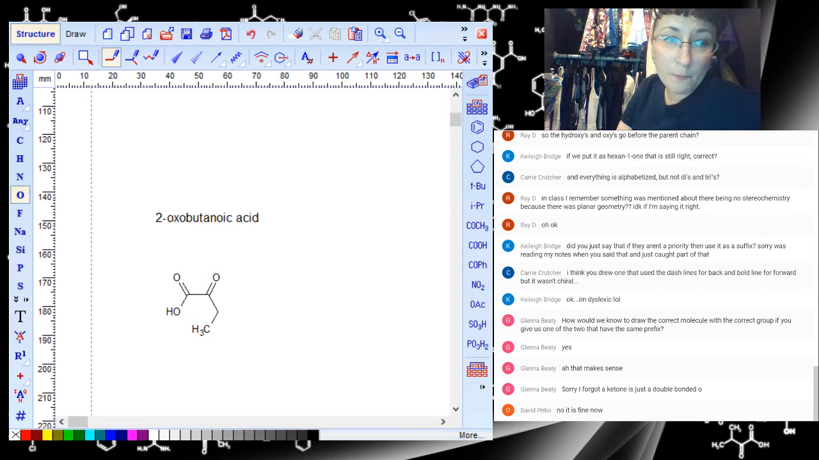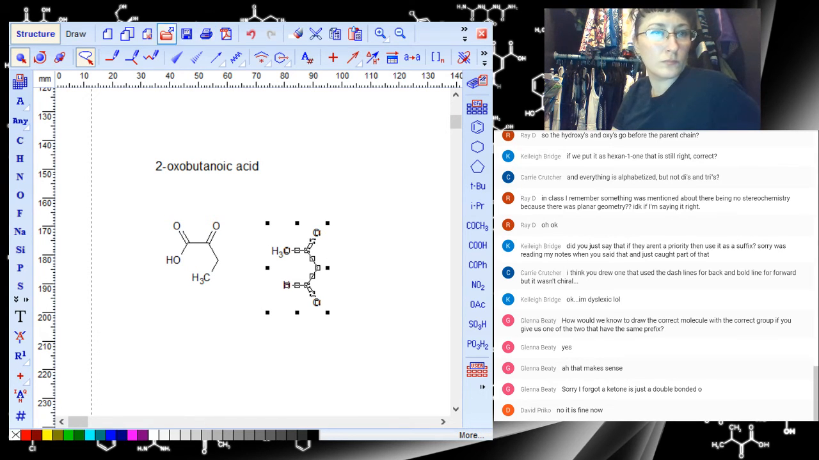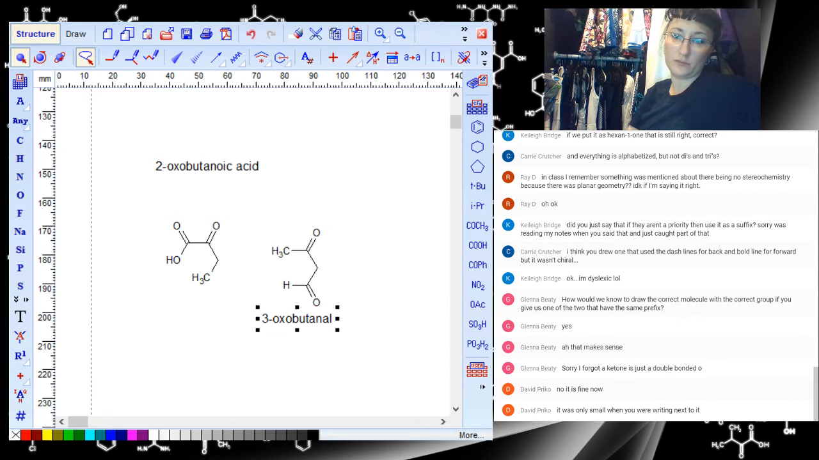Now you could have a molecule that has both an aldehyde and a ketone on it. So let's say that instead of the butanoic acid, I used butanal. Oh, hold on a second. There we go. So the aldehyde has a higher priority than the ketone on the list. So it'll still be named as butanal, but it would be 3-oxo-butanal is what it should go with. Yeah. So hopefully that makes sense.